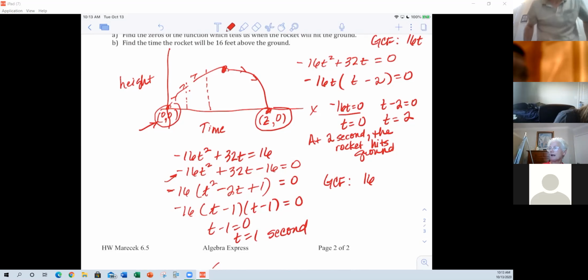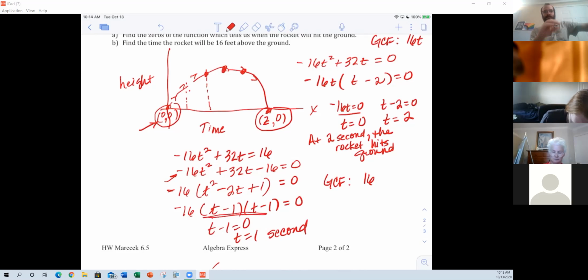Now, if it was something other than the peak, you'd always have 2 times, right? Like if it said 14 feet, that would be here and here. There'd be 2 places where it would hit 14 feet. But at the peak, it's only going to hit the peak 1 time. And that's when this happens.